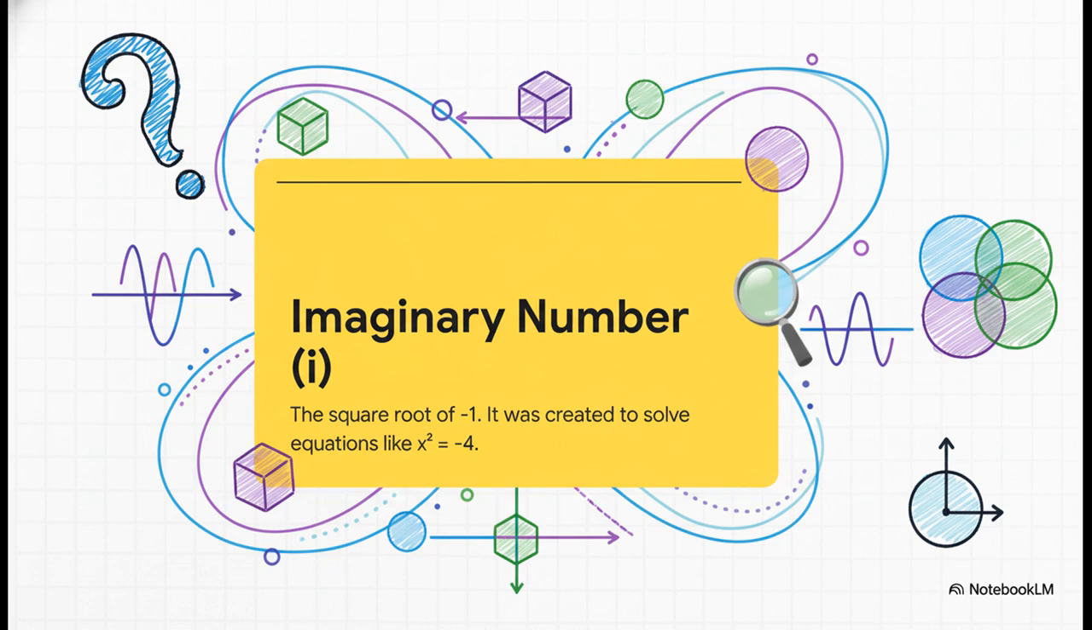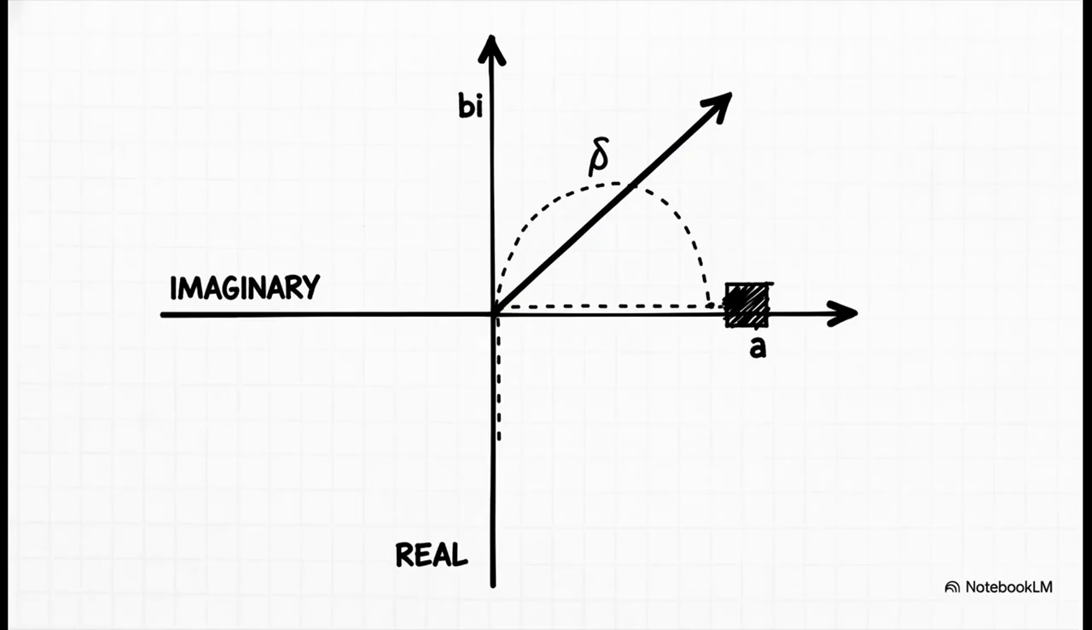Think about it. On a normal number line, you can't square any number and get a negative, right? A negative times a negative is a positive. So mathematicians basically said, well, what if we just invented a number to solve this? And that's i. And by doing that, they literally opened up a whole new dimension for math. So what happens when you take a regular, old, real number and add an imaginary number to it? You get what's called a complex number.